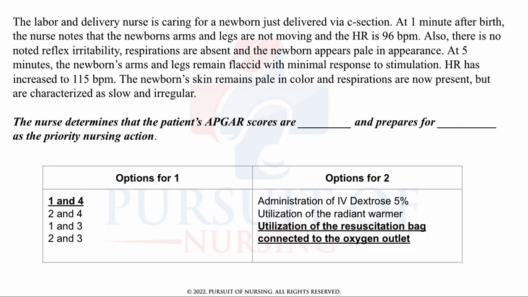All right, so definitely review APGAR scoring, know your characteristics, your assessment findings, and how to tally those up. This particular newborn is presenting with APGAR scores of 1 and 4. The highest priority on admission to the nursery for this newborn is the airway. So that's going to involve preparing respiratory resuscitation equipment and oxygen.